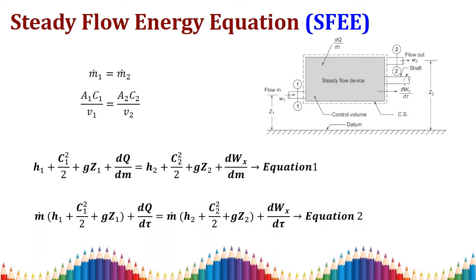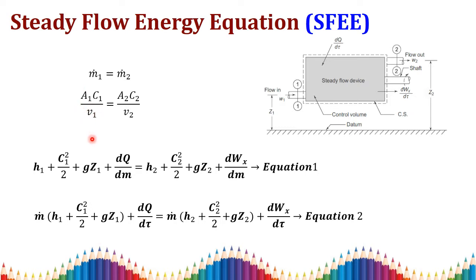As we discussed in the previous lecture, the steady flow energy equation is derived from two basic terms, that is, from mass balance and from energy balance equations. From the mass balance equation we have obtained the continuity equation, where mass flow rates are equal: A1 C1 by v1 is equal to A2 C2 by v2, where C1 is velocity, A1 is area and small v1 is specific volume.